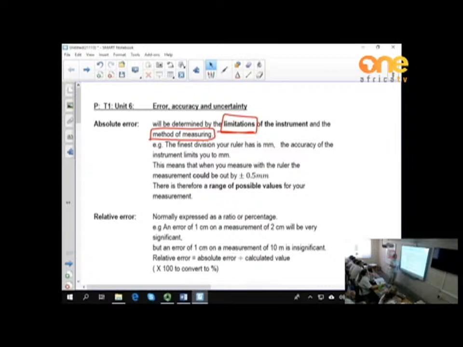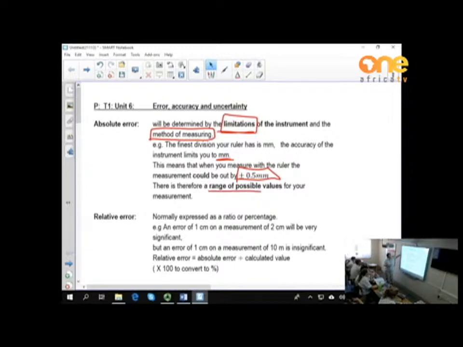If you measure with a ruler, and the ruler is calibrated in millimeter, remember that there is always an error of plus half a millimeter and minus half a millimeter. In other words, the millimeter reading you got actually implies it lies between two ends of plus and minus half a millimeter. Okay. There's therefore a range of possible values.